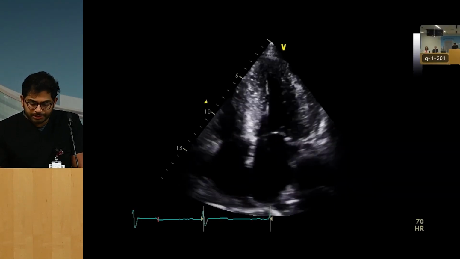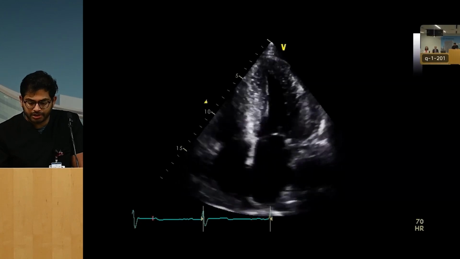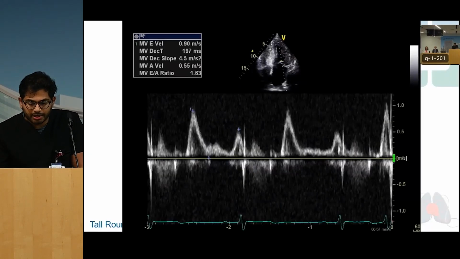This is his apical four-chamber view, so you can appreciate the LV hypertrophy here as well as biatrial dilation. His mitral inflow demonstrated a grade 2 pseudonormal filling pattern, and we can also appreciate a prominent L wave here as well.